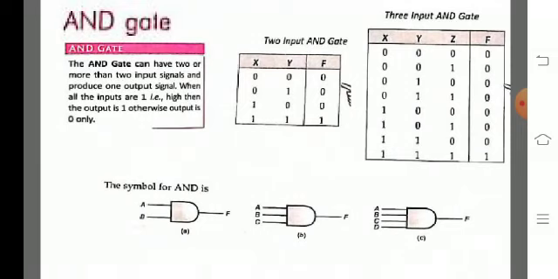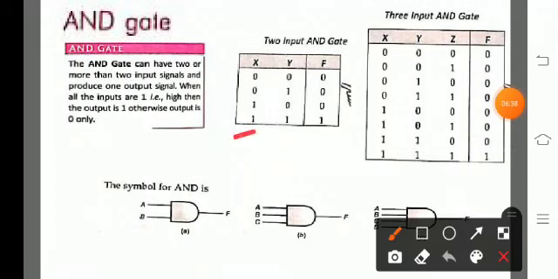Next, AND gate. AND gate is based on multiplication. If both the signals are high, then only the answer is high. If both the signals are true, then only the answer is true. If both the signals are 1, then only the answer is 1. See here, 1, 1, the answer is 1. Remaining things, you will get 0.